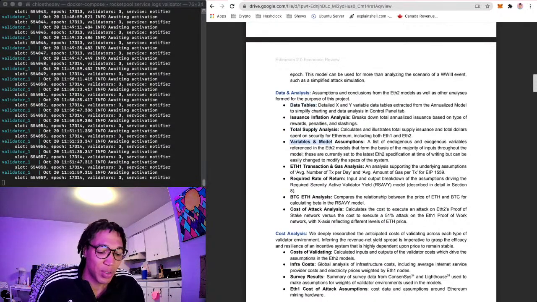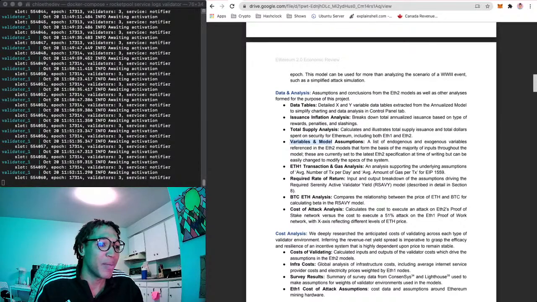Variables and model assumptions: a list of endogenous and exogenous variables referenced in the ETH2 models that form the basis of the majority of inputs throughout the model. These are currently set to the latest ETH2 specification at time of writing, but can be easily changed to modify the specs of the system.